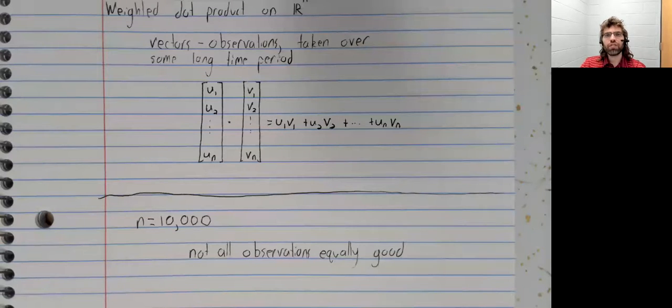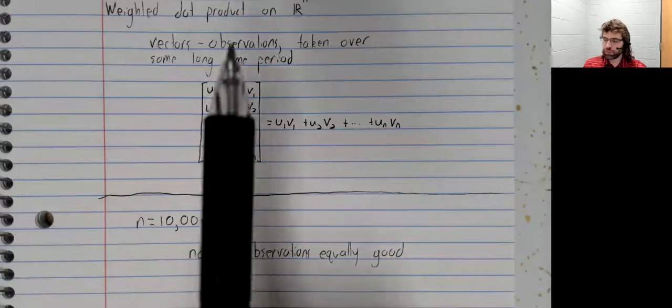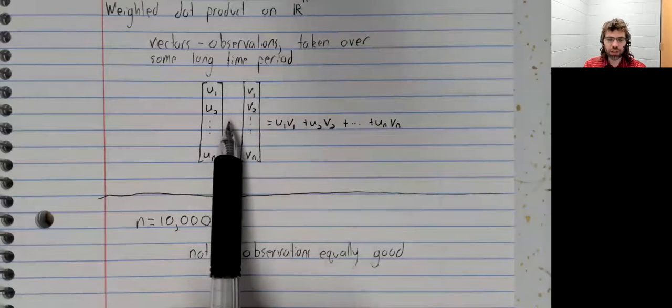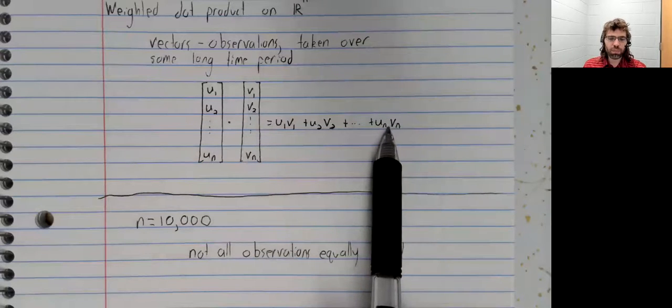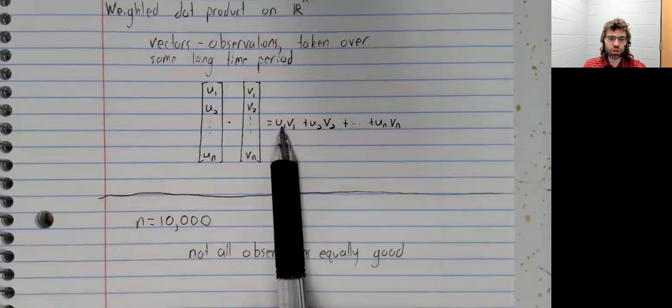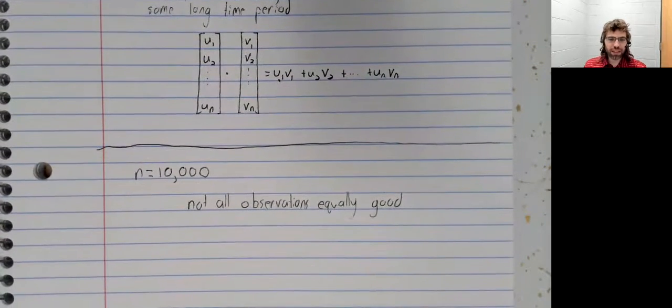We see this kind of thing a lot, for example, in long-term scientific studies. If you are taking observations with some scientific instrument and you are periodically upgrading your technology, then newer observations are going to be better than old observations. Now, when you perform regression, if you use this dot product, the fact that these observations are better than these observations isn't being reflected.